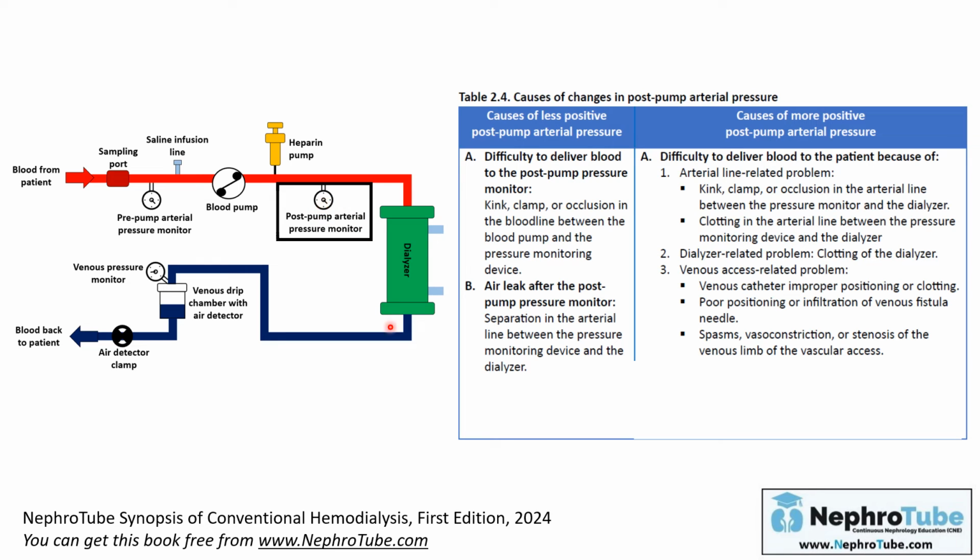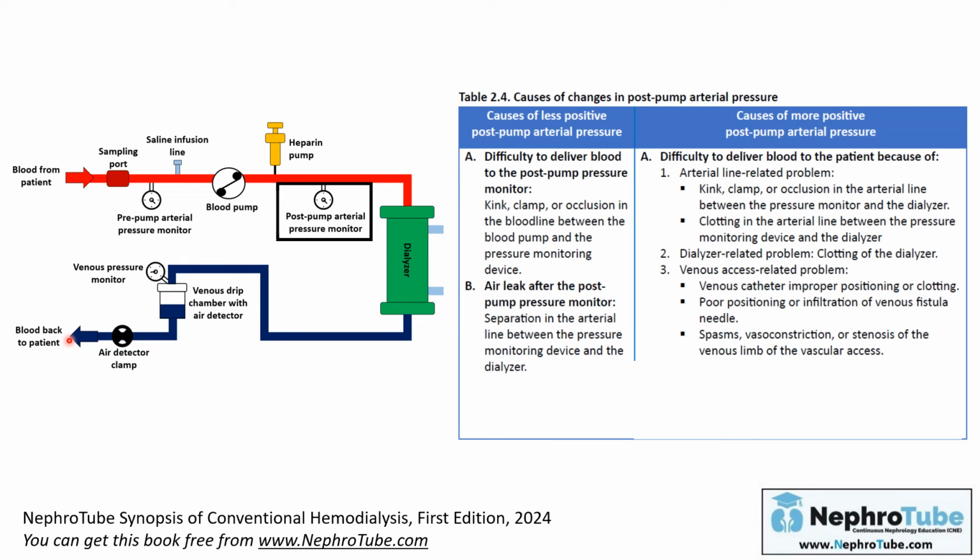Or if there is a problem in the vascular access, in the venous part, that will prevent the blood from reaching the patient easily and increase the resistance in the blood flow. For example, if there is venous catheter improper positioning or clotting, or infiltration or poor positioning of the fistula needle. All of these are problems in the venous access itself.